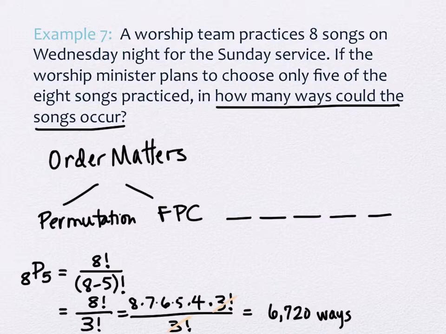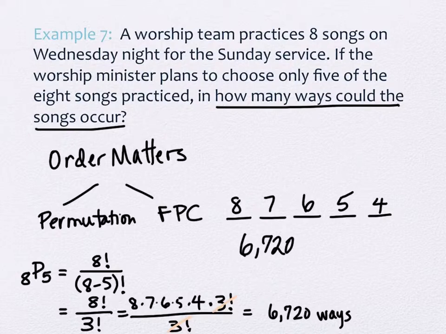How many options do I have when I play my first song? There are 8. But once I play it, I've used up that option. So how many options do I have now? 7, and then 6, 5, and 4. And I don't think you probably need to multiply them to recognize that those are the same digits you just multiplied before, right? So again, you get the 6,720 different ways from either perspective that you consider this problem.